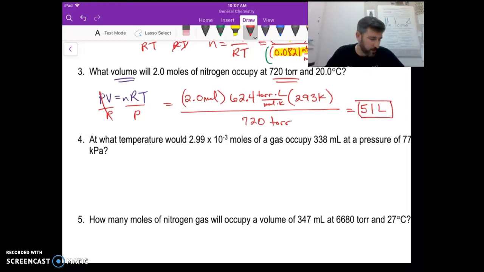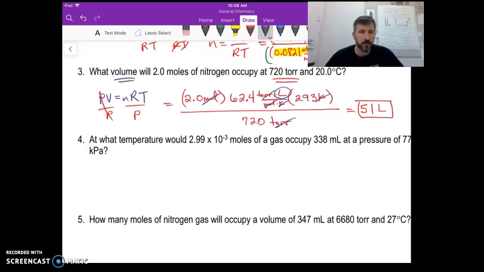It was actually 50.786, repeating, but rounded to 2 sig figs, 51 liters. Notice too, I didn't mention this in the previous problem, but notice what cancels: moles, torr, and kelvins, which does in fact leave you with liters, which is the unit for my answer.